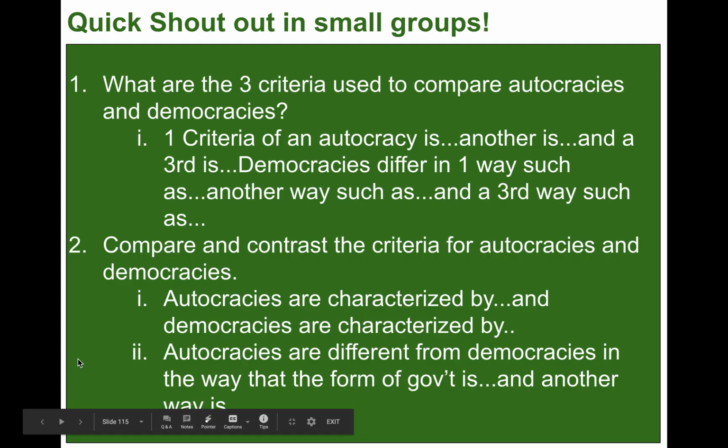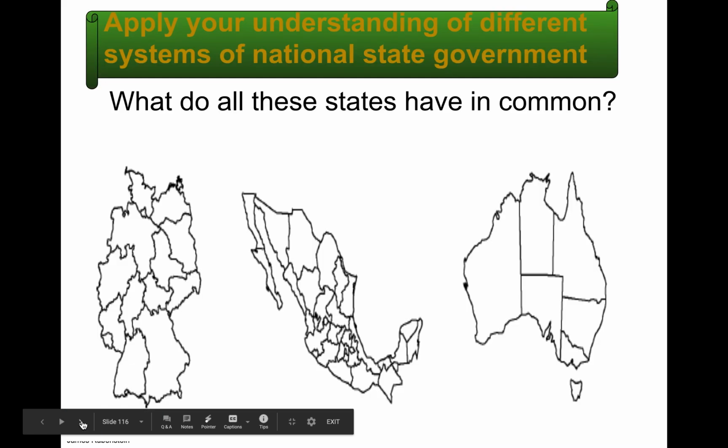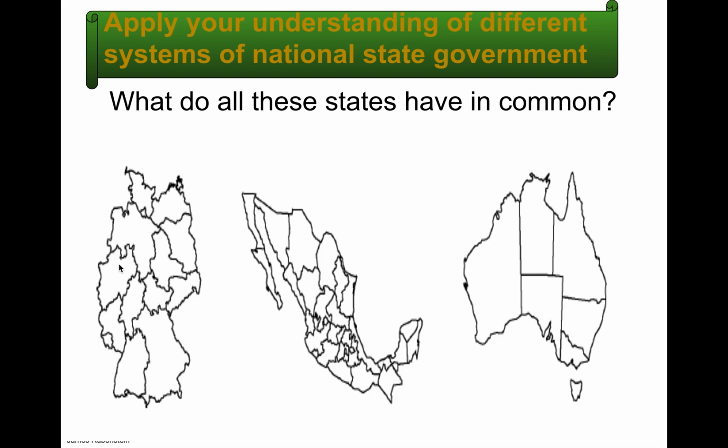Okay, take a moment to reflect on what you've learned. What do all these states have in common? These are federal states because they have smaller states and more power to states or local governments.